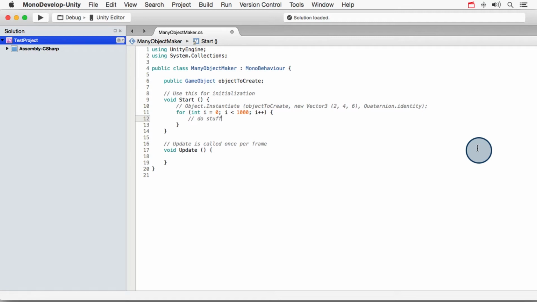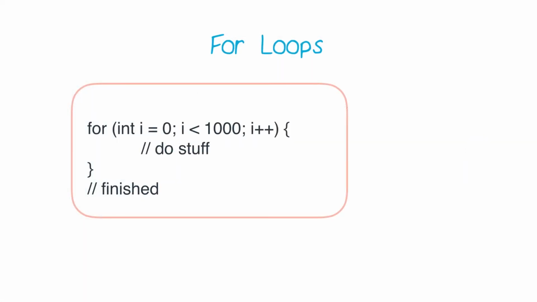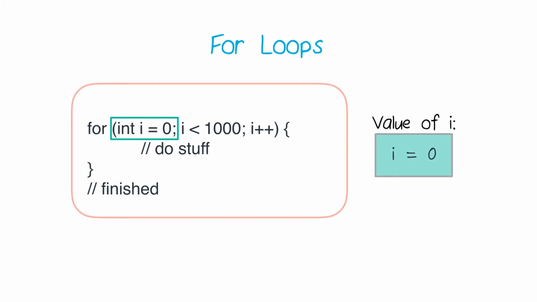And how do I know that? Well, let's talk a bit more about for loops. So here's a for loop that looks very similar to the one we just wrote. When Unity hits this very first line, it creates a variable called i, and it sets its value to 0. Right after that, it checks to see if i is less than 1,000. Since it is, because i equals 0, Unity executes the command between the braces. In this case, we mark that with doStuff.